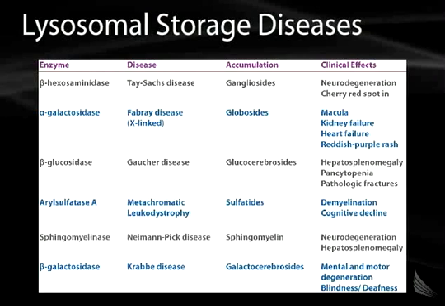Metachromatic leukodystrophy is a defect in arylsulfatase A and leads to demyelination of neurons in the central nervous system and cognitive decline. Niemann-Pick disease is a defect in sphingomyelinase, and so the thing that accumulates in this disease is sphingomyelin, and they get neurodegeneration, but they also have hepatosplenomegaly. Krabbe's disease is a defect in beta-galactosidase, which leads to mental and motor degeneration and blindness and deafness. This concludes the section on glycerolipids.